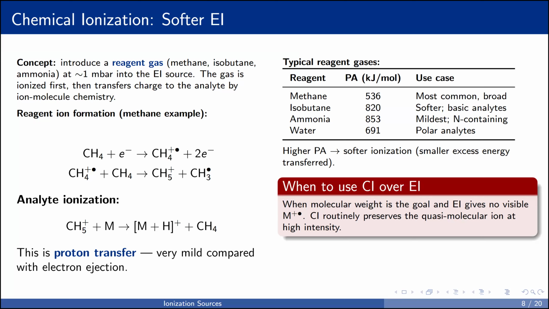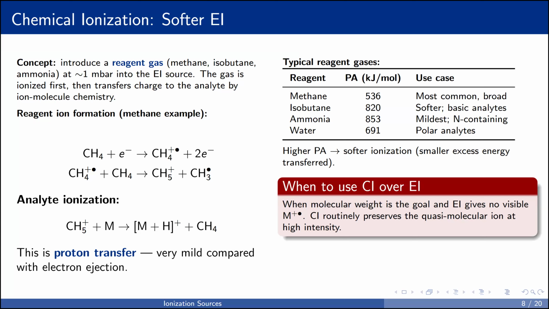But methane radical cation is extremely reactive and quickly reacts with the neutral methane molecule to form CH5+, protonated methane, and a methyl radical. This CH5+ is a powerful proton donor. When an analyte molecule M comes along, CH5+ donates a proton to it, forming the protonated analyte MH+ and regenerating neutral methane. This proton transfer is thermodynamically gentler than electron ejection. It deposits much less internal energy in the analyte, so the ion doesn't fragment.